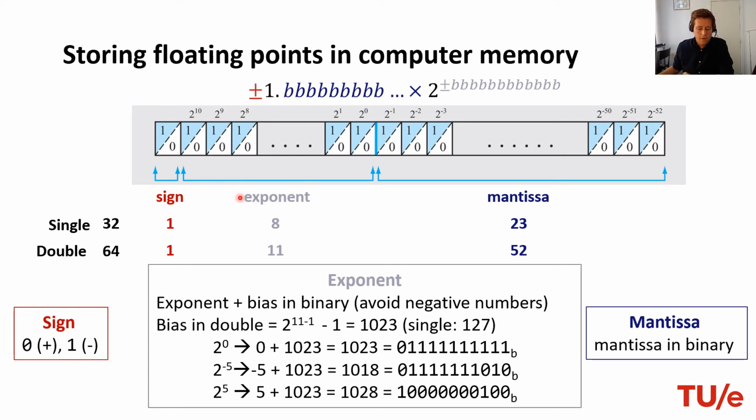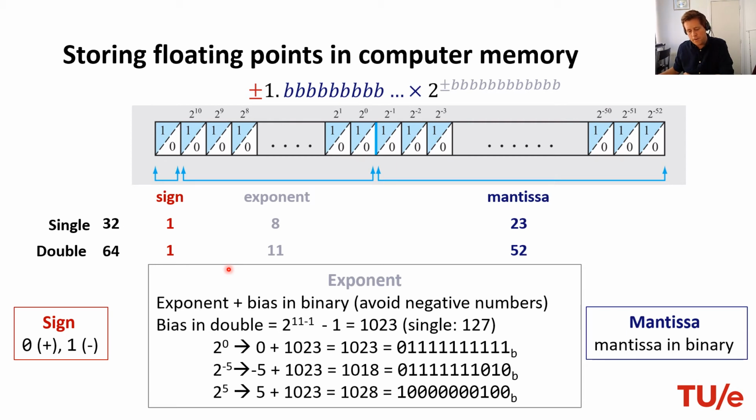Moving on to the exponent. Well, for the exponent, single precision uses 8 bits. Double precision uses 11. The exponent is stored in a somewhat peculiar way. Instead of simply storing the binary form of the exponent straight into this register of 8 or 11 bits in computer memory, we first add a bias to this exponent. Now, why do we do this? Well, this is simply to avoid negative numbers when you store the exponent.